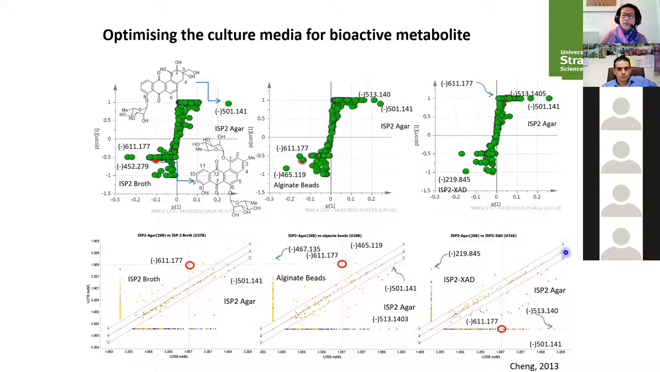And the same thing here on the MCETmine analysis. So here is the diagonal plot. Okay, there is really a total disappearance or loss of the 611 peak. We could see a small concentration in the ISP2 agar.